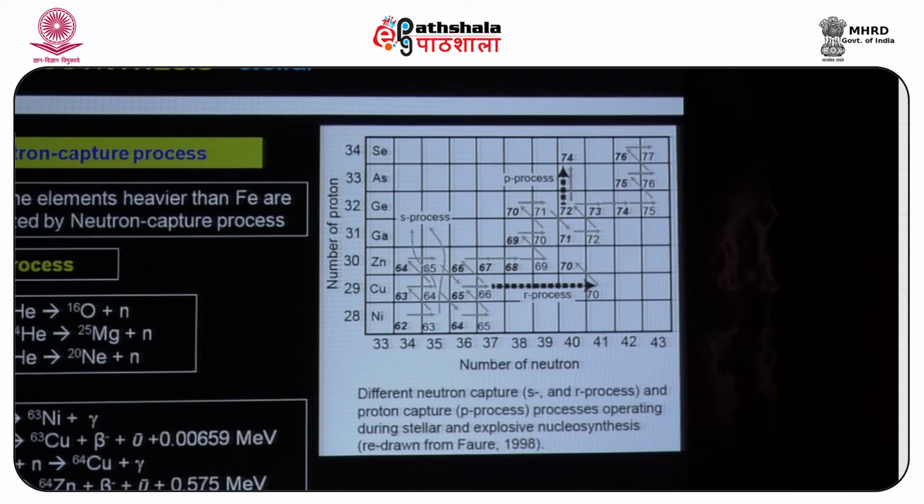It is called a slow process because the process is so slow that before 2 neutrons can be captured, after the capture of one neutron, the resultant isotope decays by beta to form an isotope of a different element.